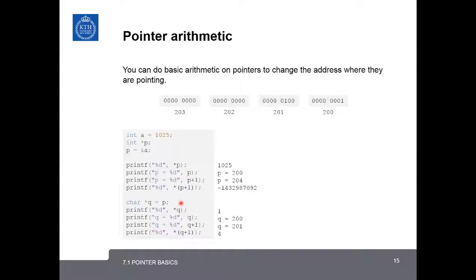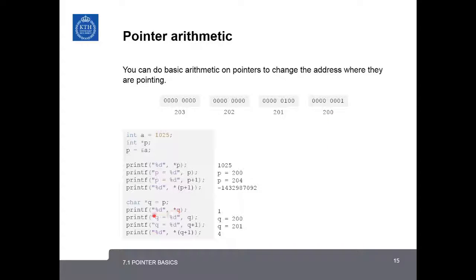Now we can do another interesting thing, which is that we can declare another pointer. In this case, it's a char pointer. So char star q is equal to p. So we've given the same value, the same address, from p to the pointer q. So they're both pointing at 200.